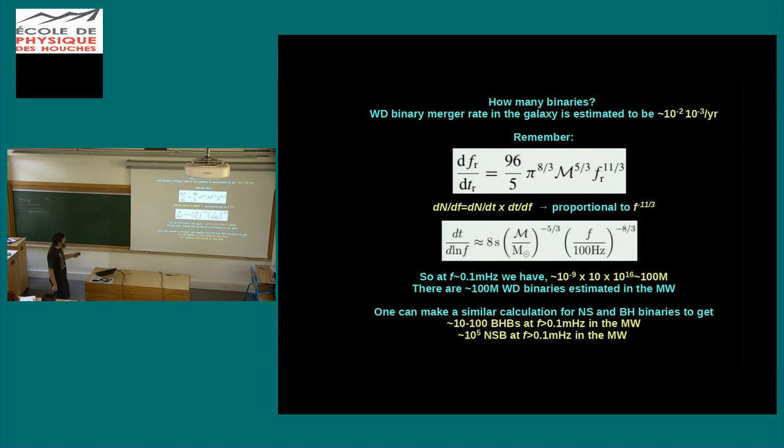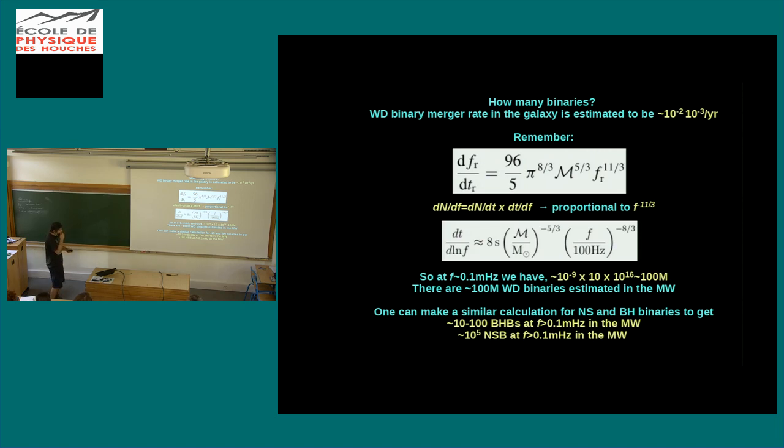Now we remember this formula. We can just compute the number of sources emitting at each frequency by multiplying the merger rate by the differential evolution in time of each source, right? So dN/df is equal to dN/dt times dt/df. And this is proportional to f to the minus 11/3, okay? Then you can plug in numbers and you come up with this formula here, which is the time that a source emits at the given log f. You see this is of the order of 10 seconds. You have the chirp mass of the system to the minus 5/3, and you have a frequency in units of 100 hertz to the minus 8/3, okay?